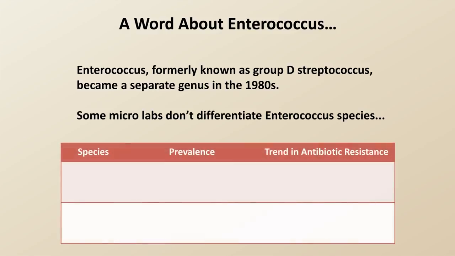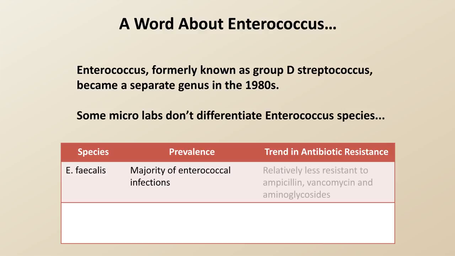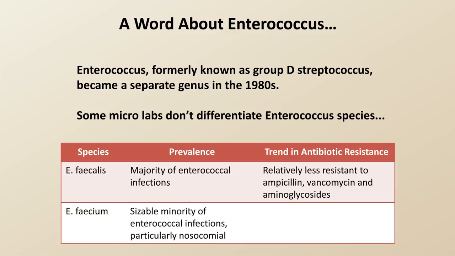This is really problematic because these species don't act the same. There are 2 major pathogenic enterococcal species. First, E. faecalis causes the majority of enterococcal infections. We won't discuss individual antibiotics until lecture 3, but be aware that E. faecalis is relatively less resistant to antibiotics. Of particular concern is ampicillin, vancomycin, and the aminoglycosides. E. faecium causes a sizable minority of enterococcal infections, particularly nosocomial ones. E. faecium is relatively more resistant to these antibiotics.